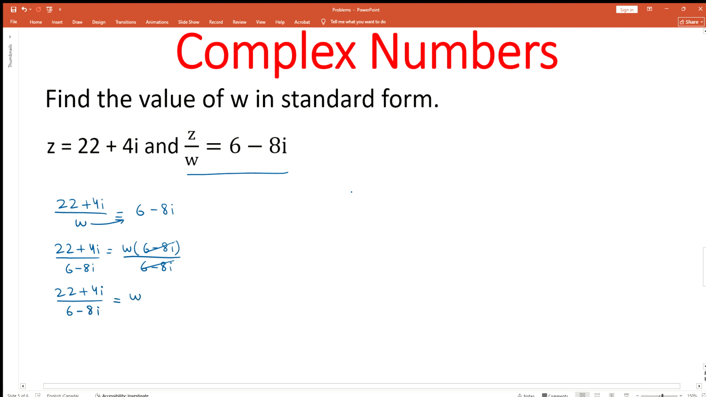This is the expression for w. We can rewrite it as w equals 22 plus 4i over 6 minus 8i. We can reduce this expression by doing common factoring in the numerator and denominator. We can factor out 2 from the numerator and 2 from the denominator. We can cancel out the 2's.